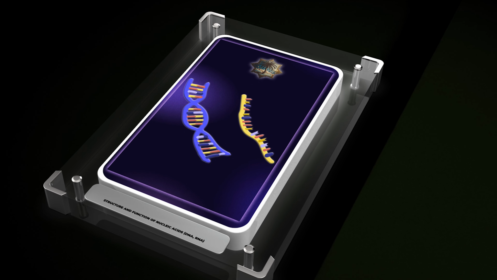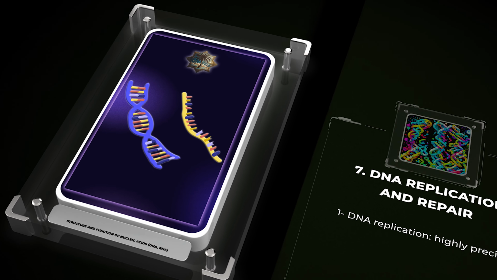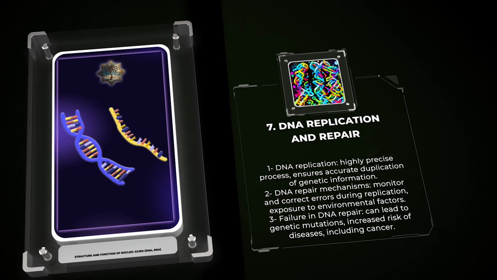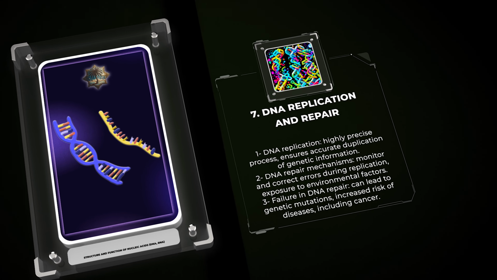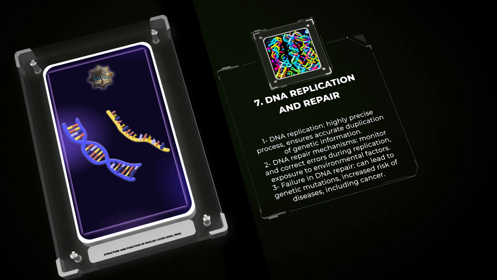DNA replication is a highly precise process that ensures the accurate duplication of genetic information. It involves the unwinding of the DNA double helix, followed by the synthesis of complementary strands using each original strand as a template. The end result is two identical DNA molecules.